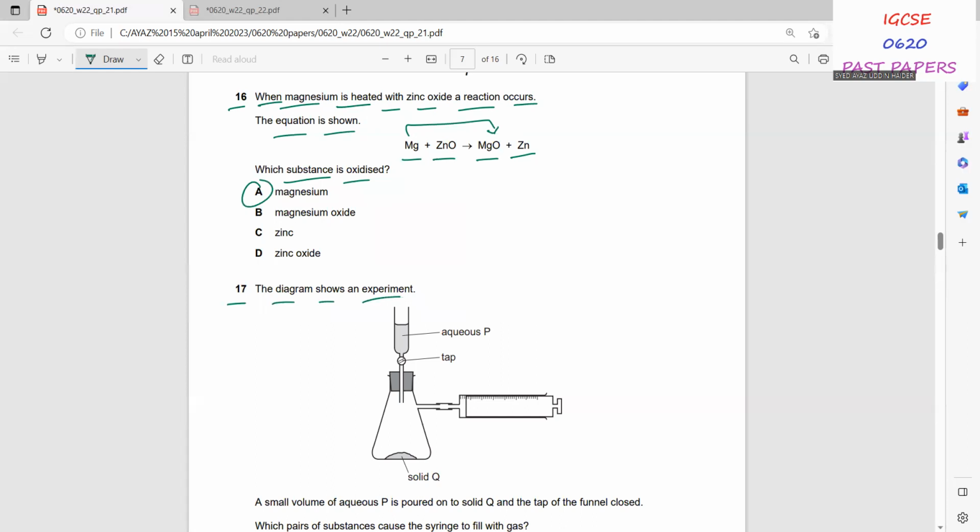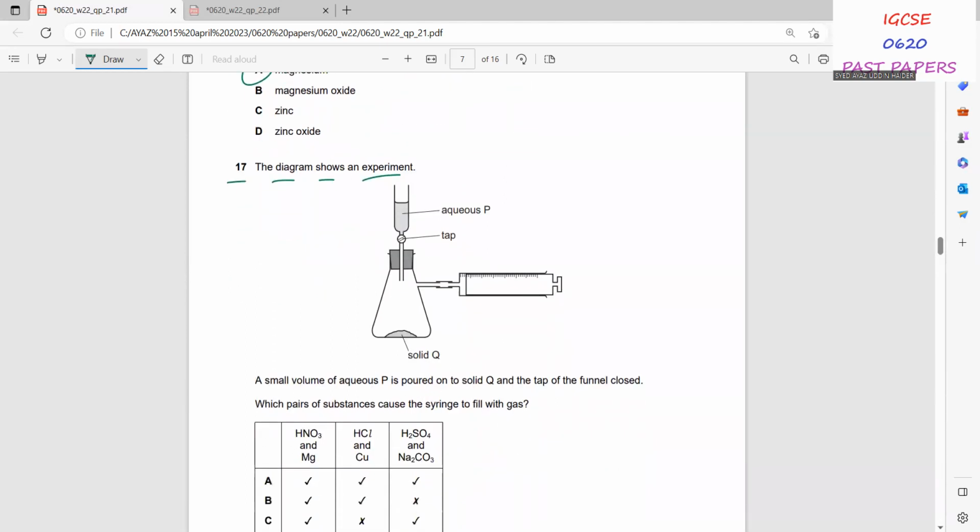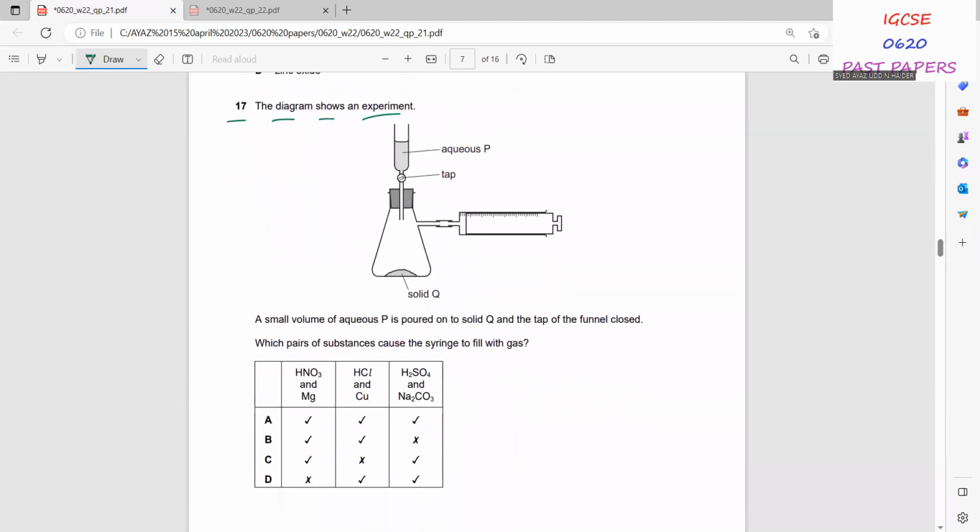17, the diagram shows an experiment. You have a thistle funnel, conical flask, and gas syringe. We have added aqueous P from the thistle funnel into the conical flask containing solid Q. Whatever gas is produced will be collected in the gas syringe. A small volume of aqueous P is poured onto solid Q and the tap of the funnel closed. Which pairs of substances cause the syringe to fill up with gas?